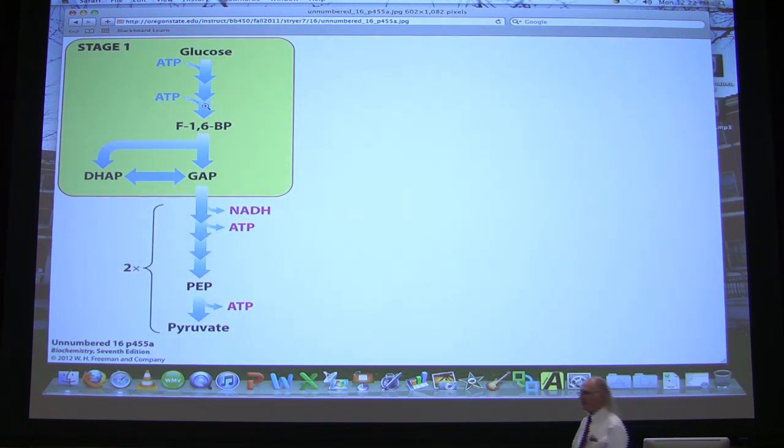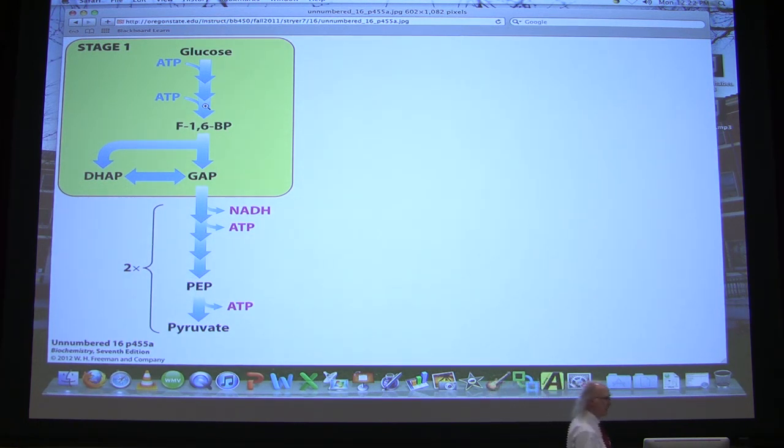Let's look at the energy investment phase. We can roughly think of it as about the first five or six reactions of glycolysis, depending on how we count them. In this phase, we have to use energy from ATP to get the process started. Here's a catabolic process, and we'll see that in several ways glycolysis is an unusual catabolic process. It's sort of breaking the rules and requiring us to put energy in before we can get energy out. Most catabolic processes don't do that.